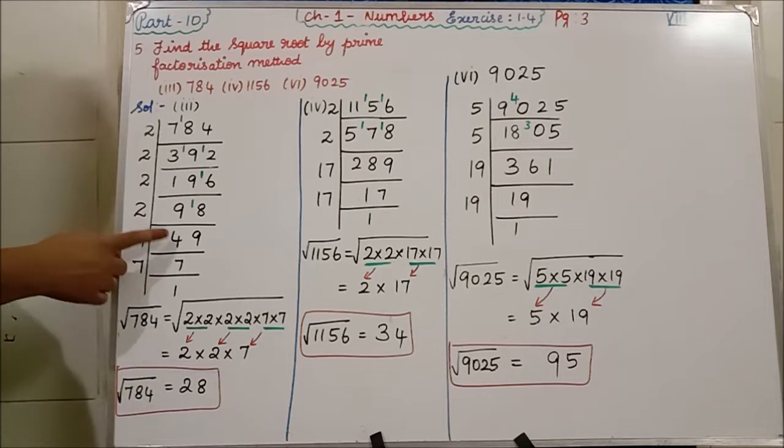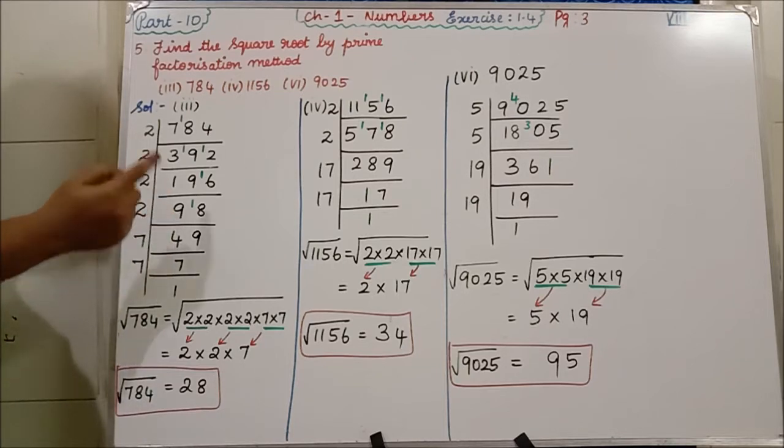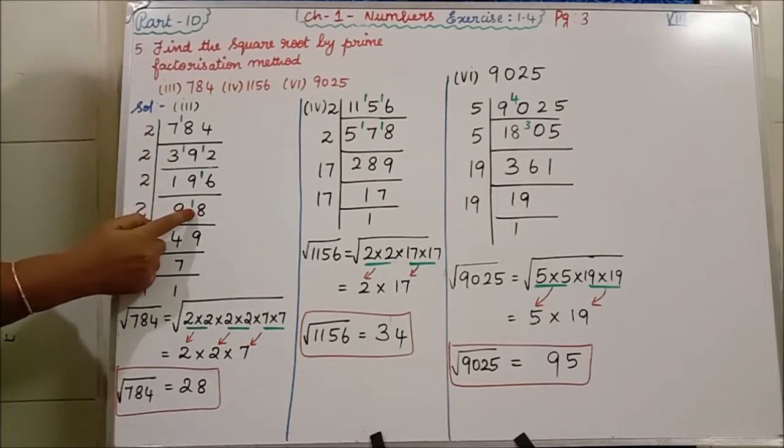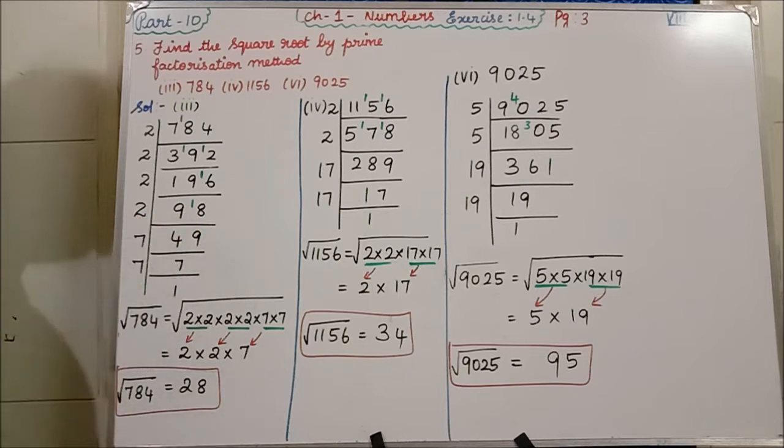Here again 2 table. 4 2s are 8. Extra 1 is there, no, so that one you have 18. 9 2s are 18. 49, in which table will it come? 7 7s are 49. So 7 7s are 49. Then 7 1 times. Now how do we have to write?